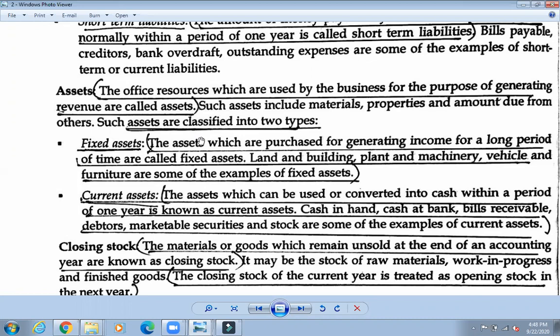Okay, so there are two types of assets. So one is the assets which are purchased for generating income, okay, for a long period of time.